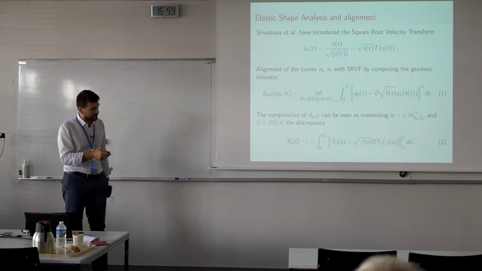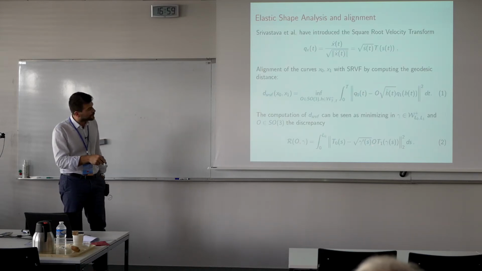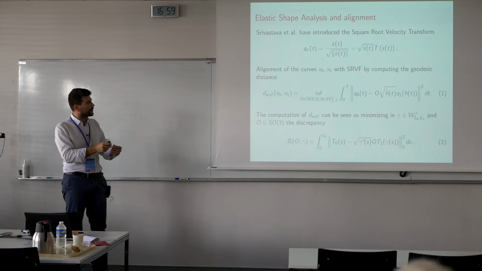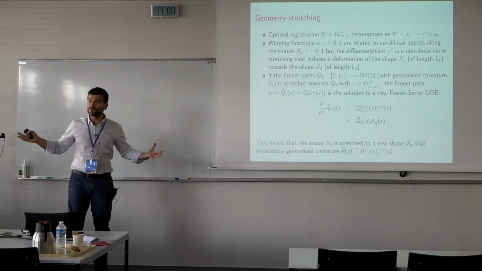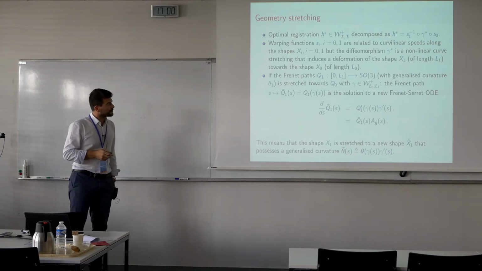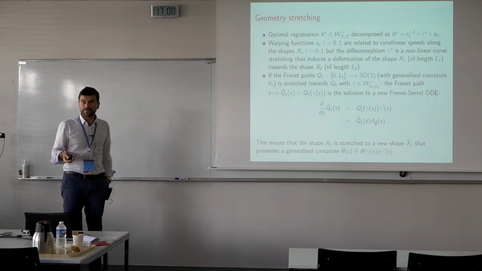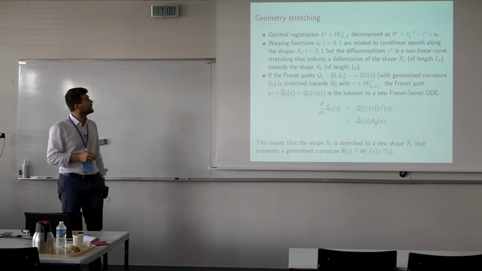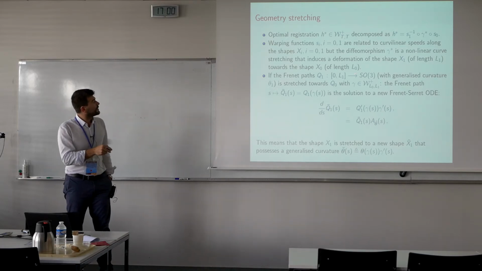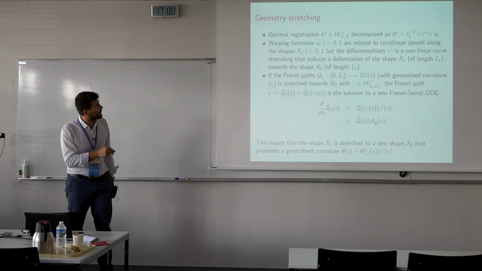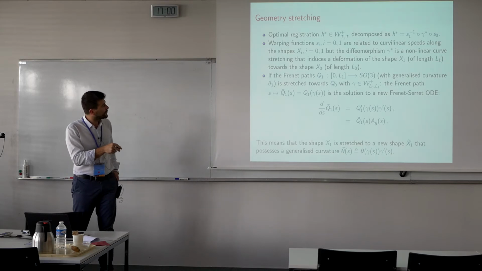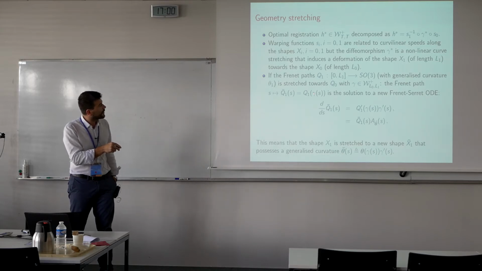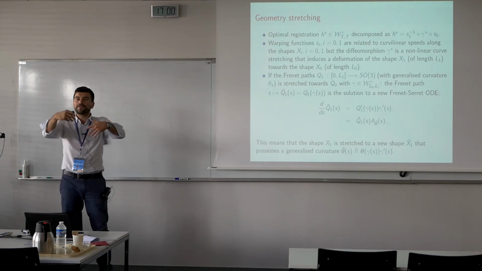Now, what happens? Imagine that you get a gamma for that, so you stretch your curve in a way. What really happens to the global geometry of your curve? For that, we need to compute the corresponding Frenet-Serret frames. So I have this Frenet path, Q1, and I want to align it in a way to Q0. So I need to compute Q1 of gamma, and then I will optimize on the gamma.